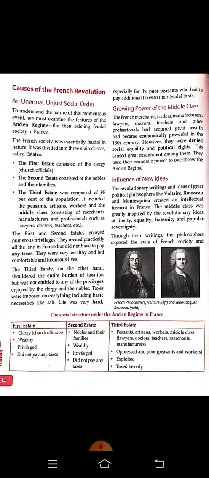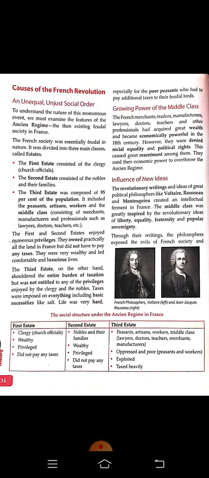The second estate consisted of the nobles and their families. And the third estate was composed of 95% of the population. It included the peasants, the artisans, the workers, and the middle class. This was almost 95% of the population, including the doctors, lawyers, businessmen, and teachers, all coming into this third estate.